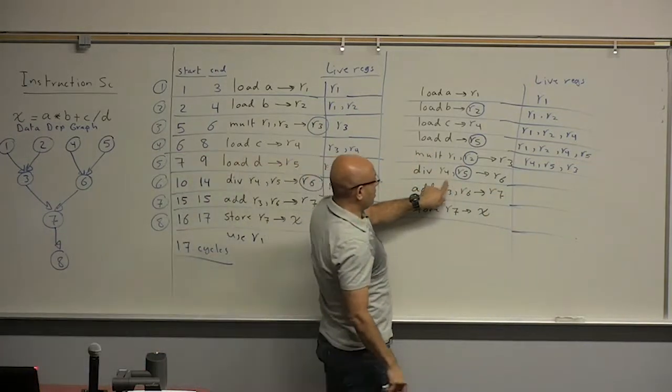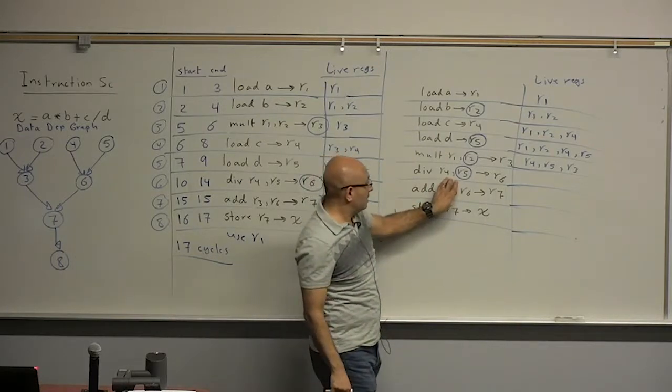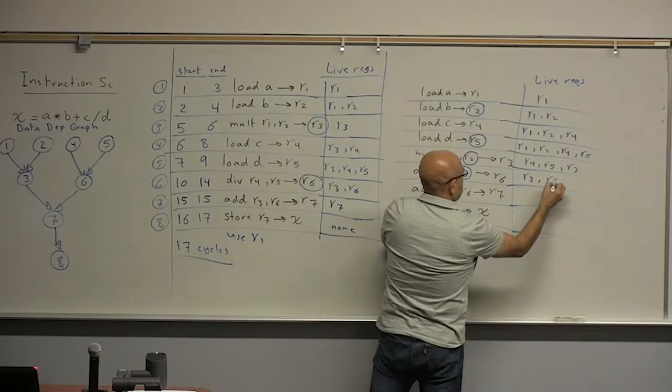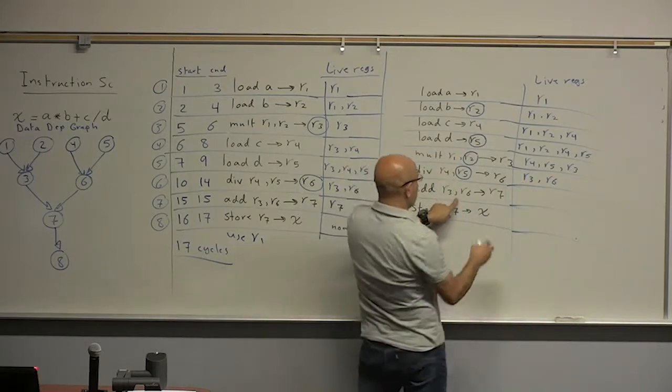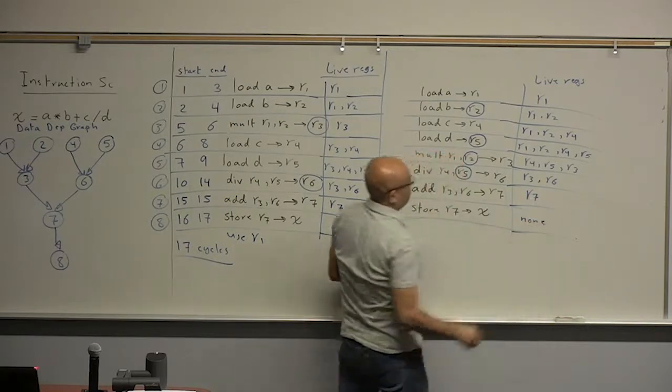Here, we're using R4 and R5. So R4 and R5 are no longer live. But now we have R3 and R6. And here we are using R3 and R6, and only R7 is live. And here we have none.